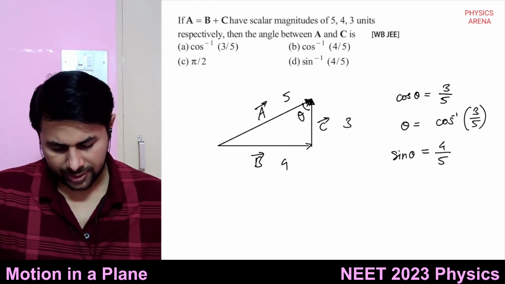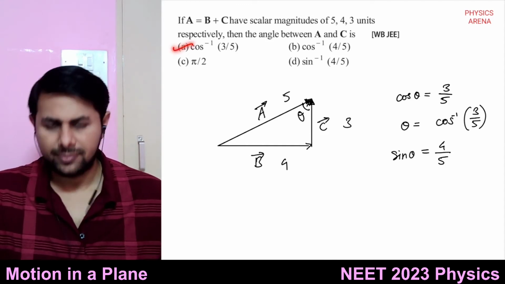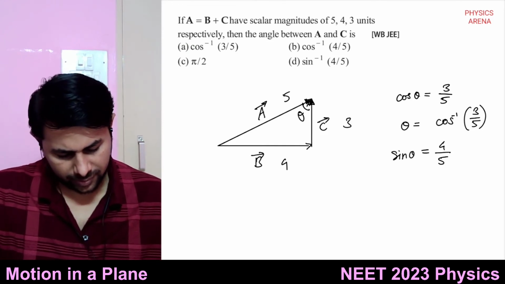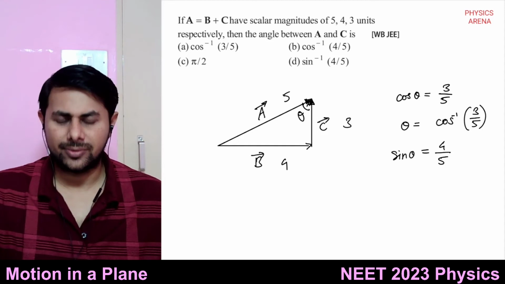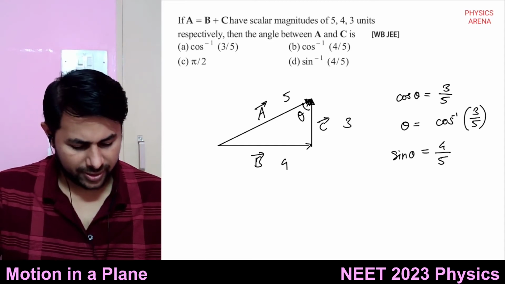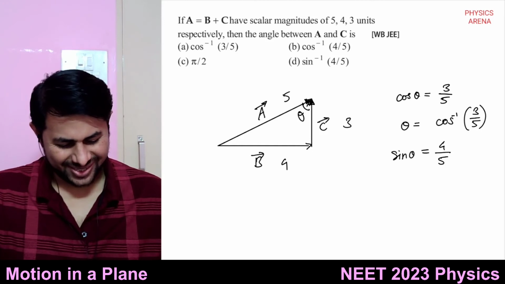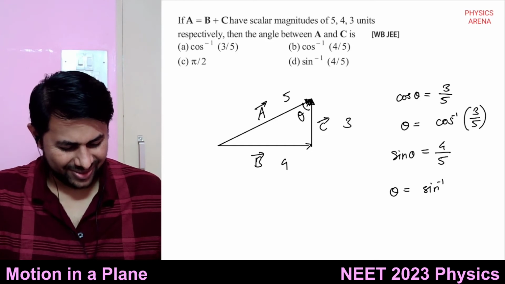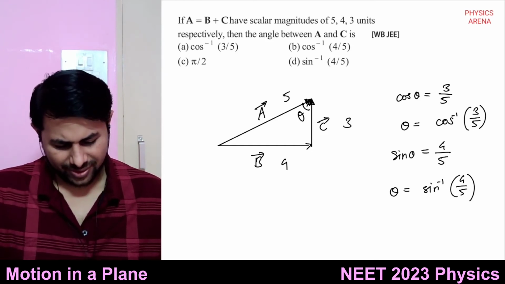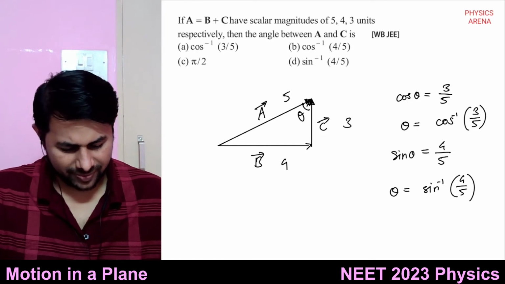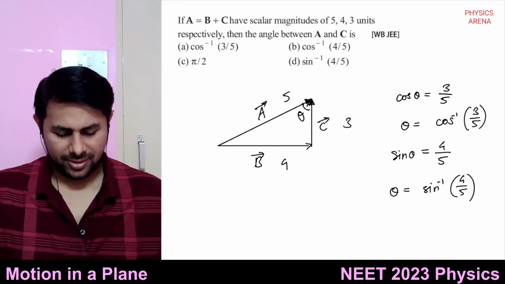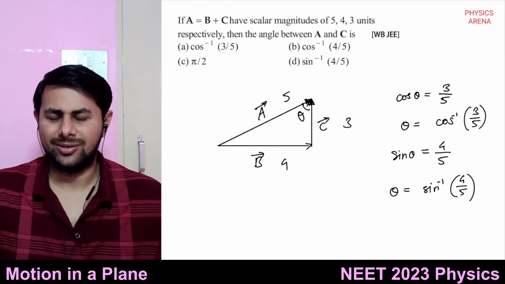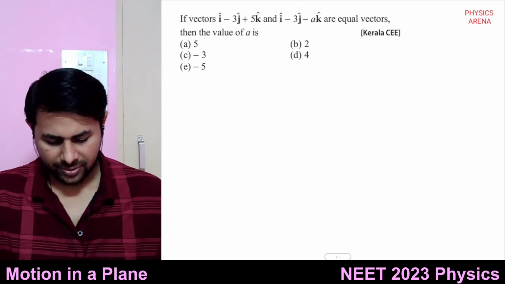Okay, is there such an option? Yes, option A. Option D is also there, sir. It is sine inverse of 4 by 5. Yes, option D is also correct. So theta is sine inverse of 4 by 5. So this is a question where more than one option is correct. Let's move on to the next question.